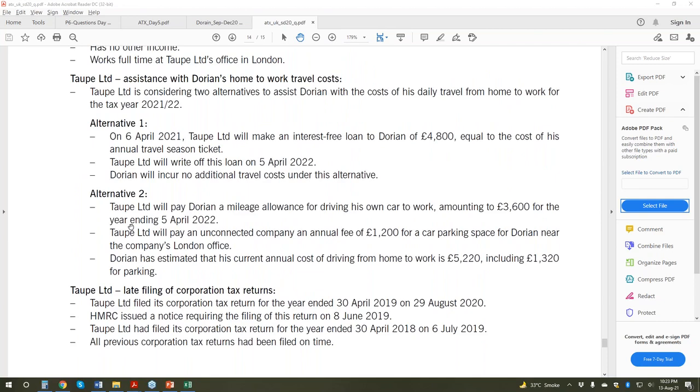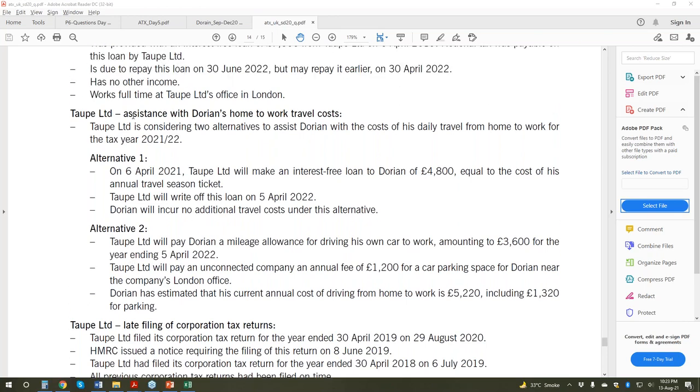Moving back. Alternative one and alternative two for Topaz Limited, assistance with Dorian's home to work travel. Topaz Limited is considering two alternatives to assist Dorian with the cost of his daily travel from home to work for the tax year 21-22. Alternative one: on 6 April, Topaz Limited will make an interest-free loan to Dorian of 4,800, equal to the cost of his annual travel season ticket. Topaz Limited will write off this loan on 5th April 2022. And Dorian will incur no additional travel cost under this alternative.